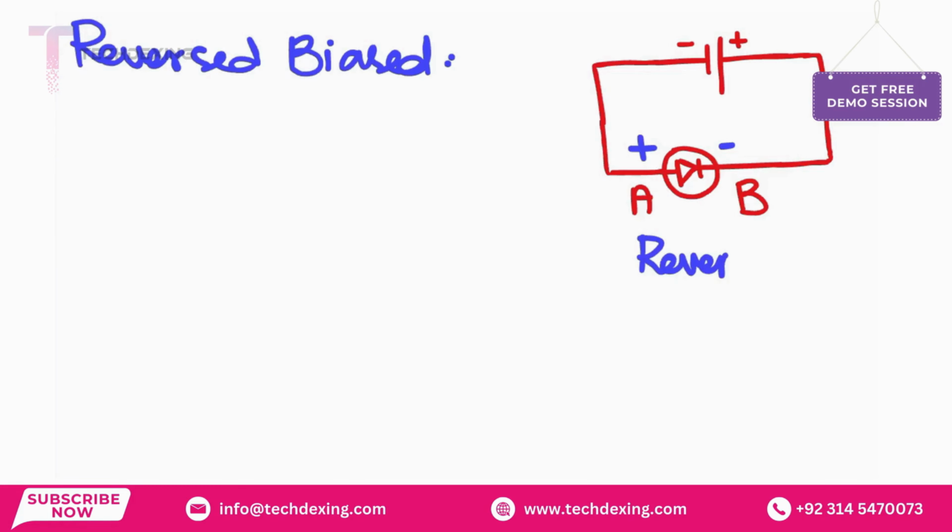Here the polarity of the battery and the polarity of the diode are just opposite to each other. That's why it is called the reverse. So now we can write down about the reverse.